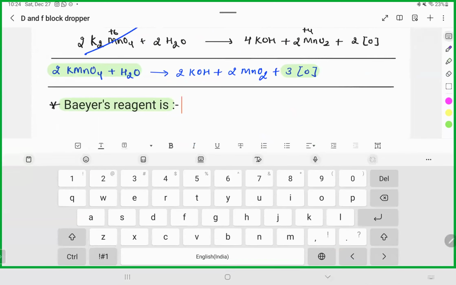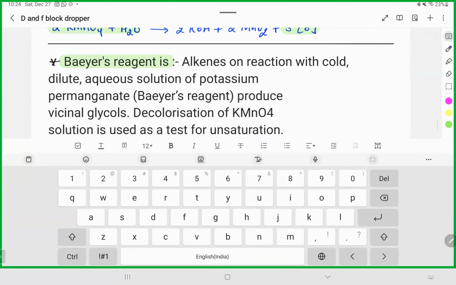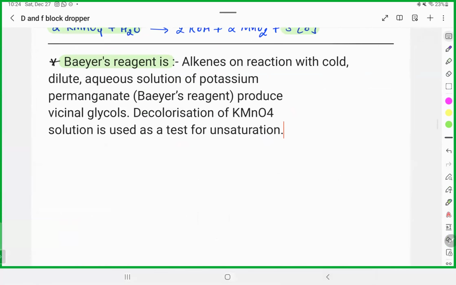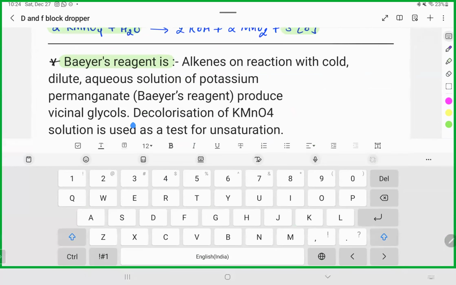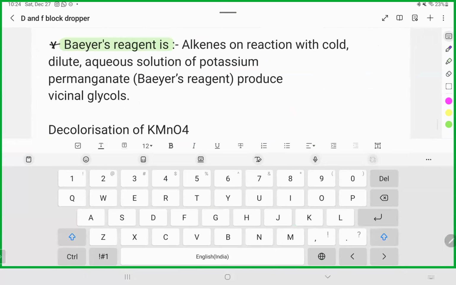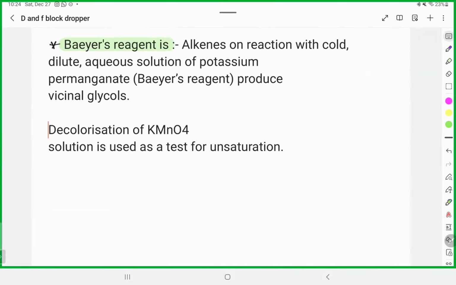So why am I investing so much time here? Because this is an exact NCERT line. You have to take care of this. Correct?